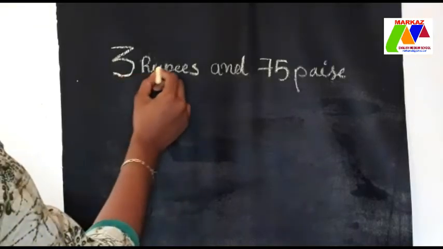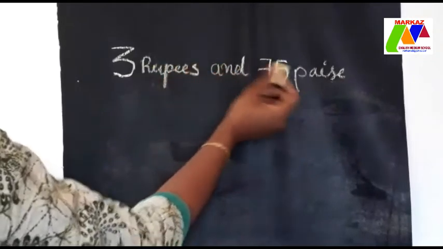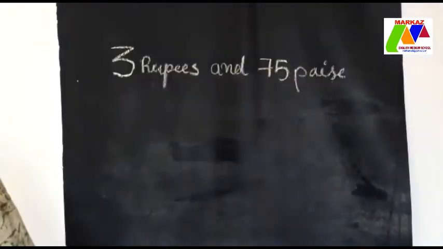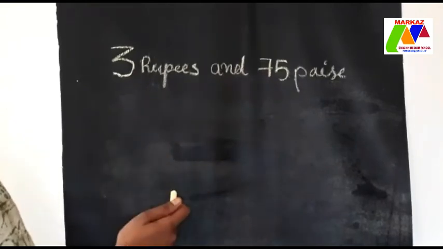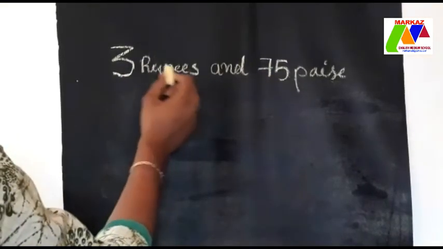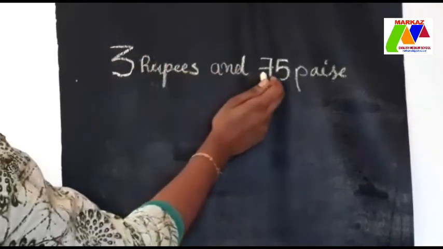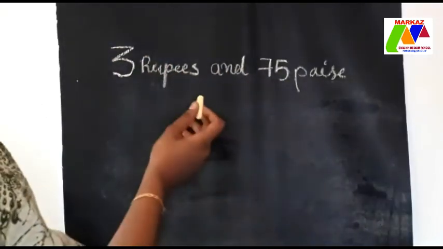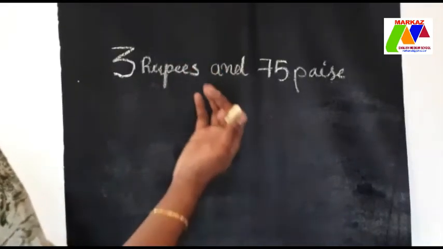Here, 3 rupees and 75 paise, which was written in the form of words. Now let us study how it should be written in figures. So I already said we have two types of money: money in the form of rupees and money in the form of paise. So let us study how it should be written in the form of figures.